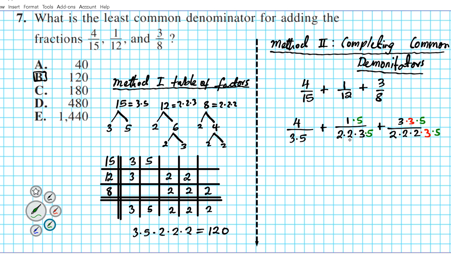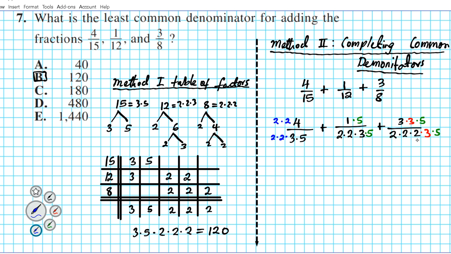It has 2 2's. This has no 2's. Oh, that's not good. We need to fix that. So we multiply by 2 times 2 in the numerator and the denominator. This has 3 2's, which is excellent. So it takes care of that. Now let's move to the last fraction.